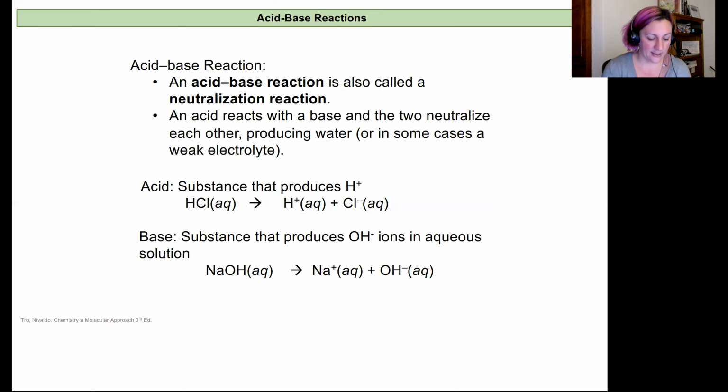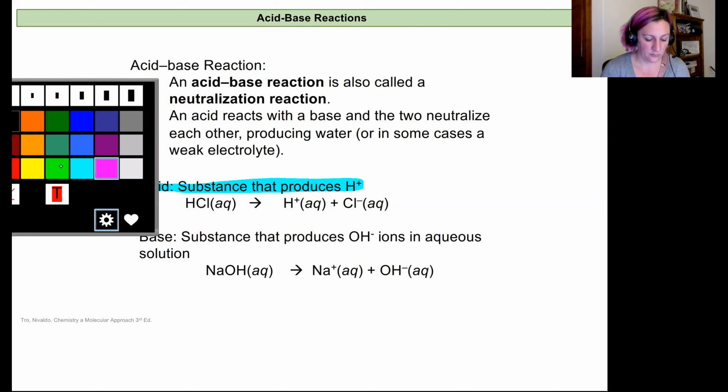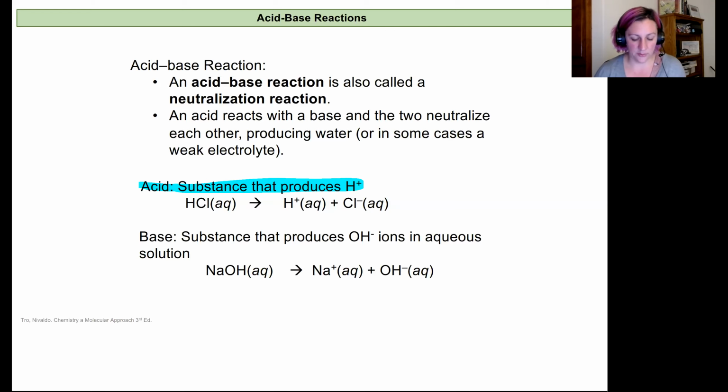Now, an acid is always going to be a substance that can produce a proton or an H plus ion in water, or in general. An example of this is hydrochloric acid. The bond between the hydrogen and the chlorine will dissociate. It'll break, and both of the electrons that make up that bond will stay with the chlorine, and our hydrogen will be left alone as a cation, and our chlorine is now an anion.